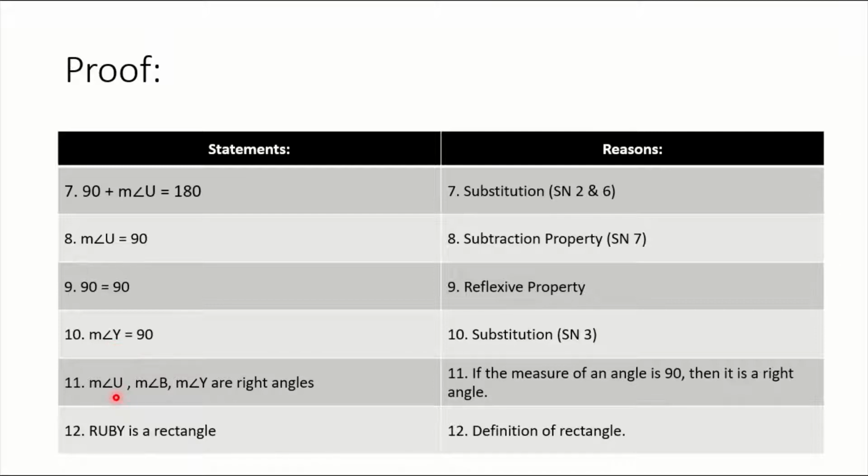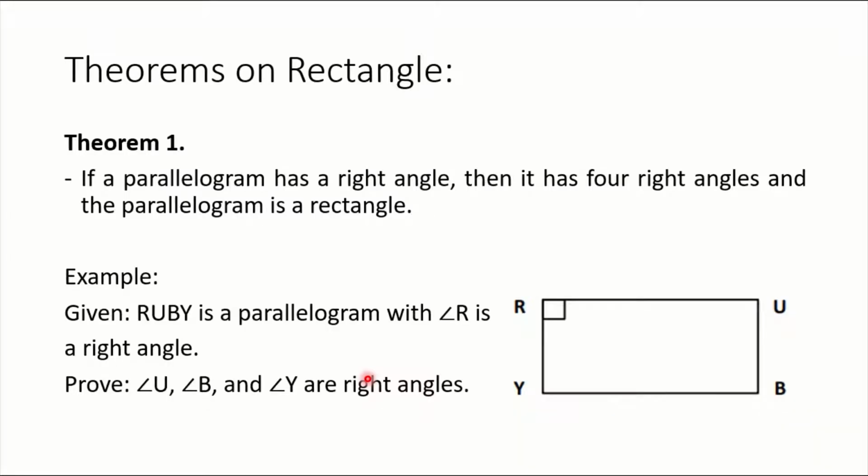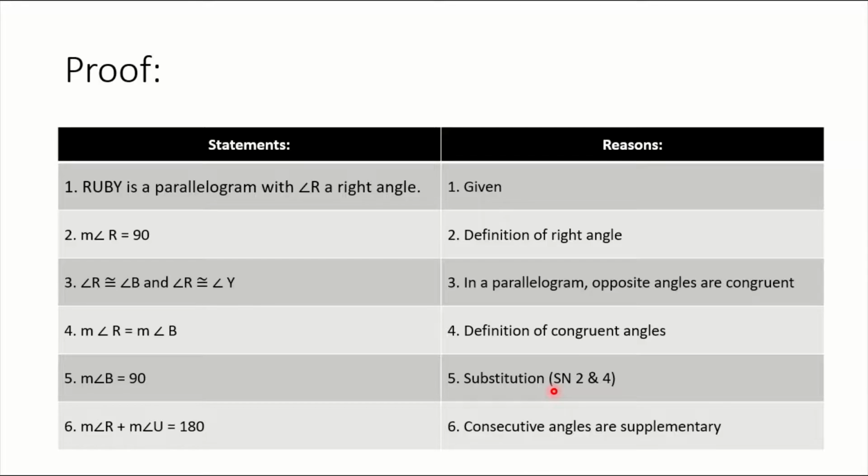So the measure of angle U, angle B, and angle Y are right angles. Bakit sila right angles? Because if the measure of an angle is 90, then it is a right angle. So RUBY is a rectangle. Definition of a rectangle. Okay? So we have proved that once the given parallelogram has a right angle, the rest of the angles are right angles.